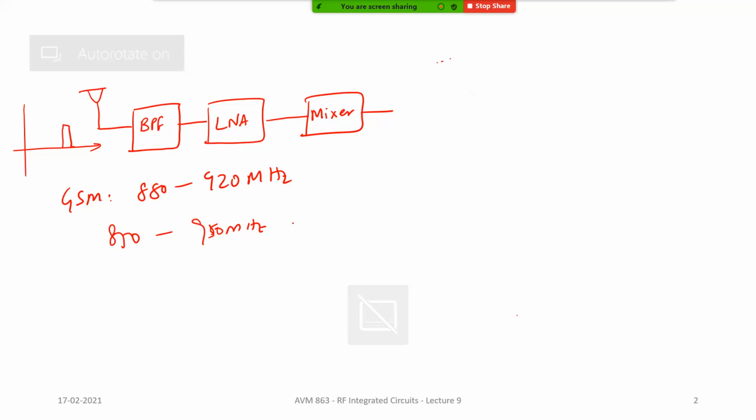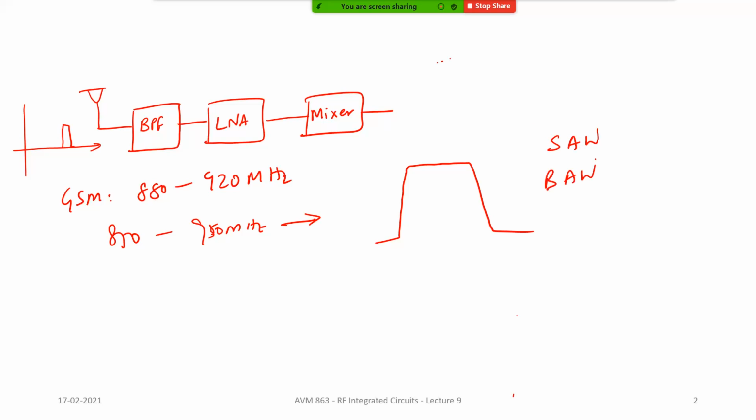Okay, so basically this one is going to have a very sharp response, something like this. Okay, so this will be some high order filter, and many times it's not just some LC filters, or not some transmission line based filters. They will either be SAW filters or BAW filters. SAW stands for surface acoustic wave filters, and BAW is bulk acoustic wave filters and things like that. Okay, so they are extremely high Q filters.